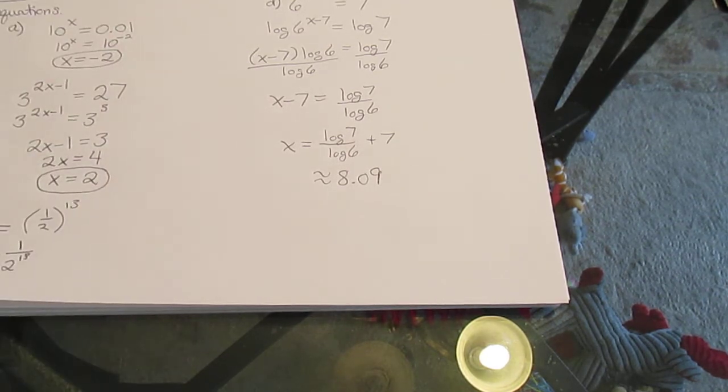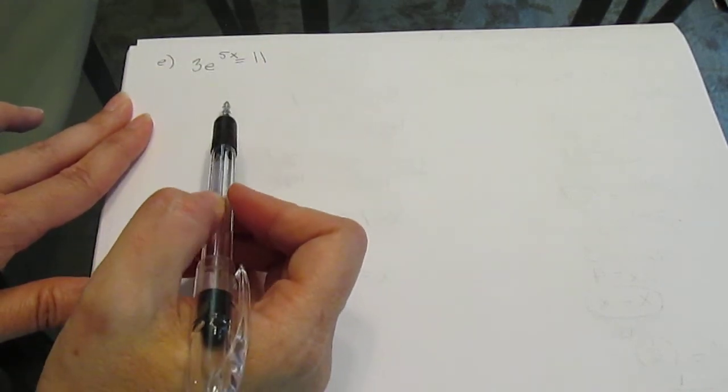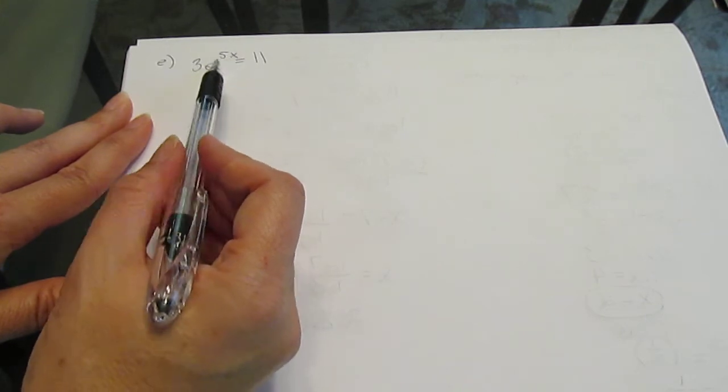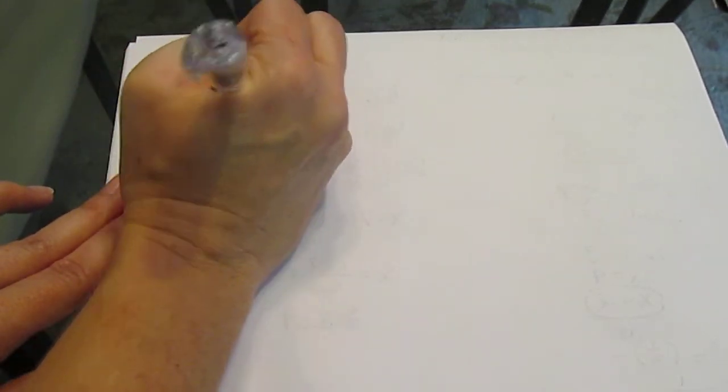Okay, let's try another one like that. Part E. I've got 3e to the 5x equals 11. Okay, well, the first thing I need to do is get that e to the 5x by itself. So I'm going to divide by 3. And then I've got e to the 5x equals 11 thirds.